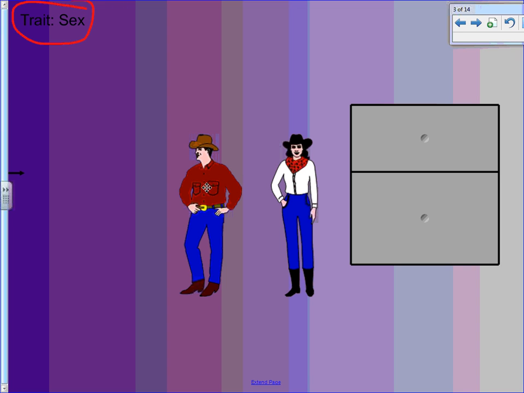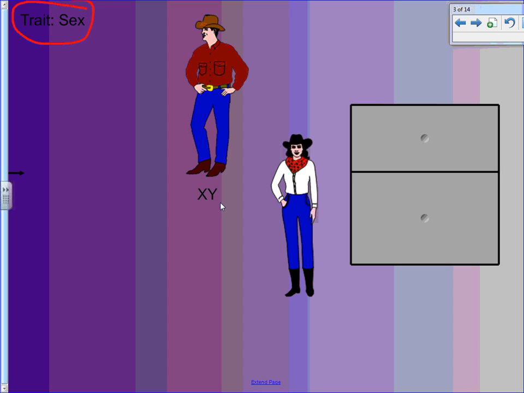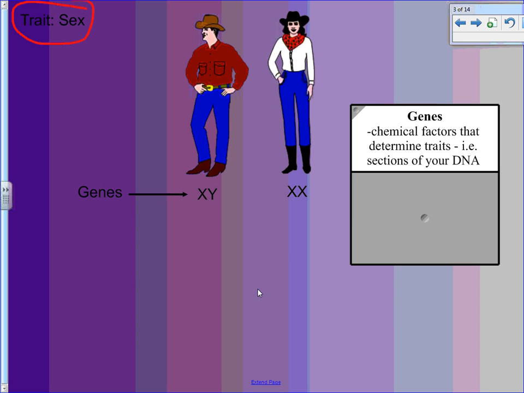But if we think about a male or a female, and we're going to use the things that are in your DNA to describe them, a lot of times, and maybe you've heard of this before, we refer to a male as being XY, whereas a female is what we call XX. Those things right there are called genes. Here's the textbook definition of a gene: it's chemical factors that determine your traits. Basically, it's part of your DNA that codes for specific proteins, which determines your traits.